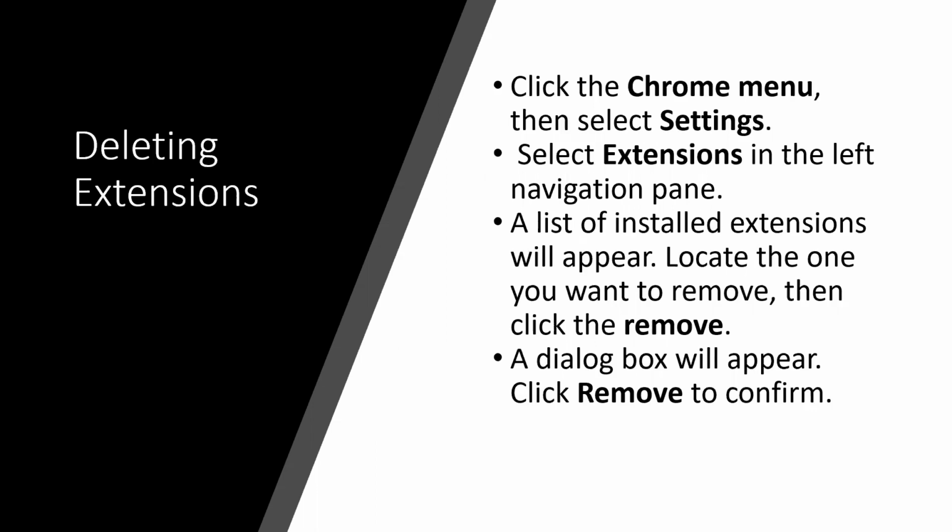I have downloaded extensions that I've ended up hating. So to remove an extension, you're going to go to the Chrome menu and select Settings. Select Extensions in the left navigation pane, and then a list of all the extensions you have will appear. You'll locate the one you want to remove, click Remove. Of course, they want you to confirm to remove the extension, and then it's gone. And you can always add it back. It's a really low stakes thing to add or remove.